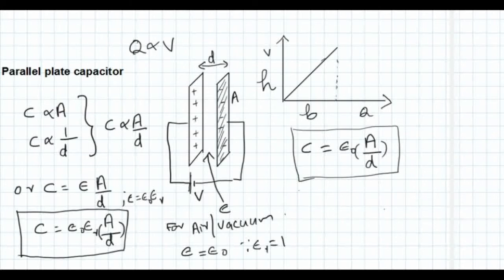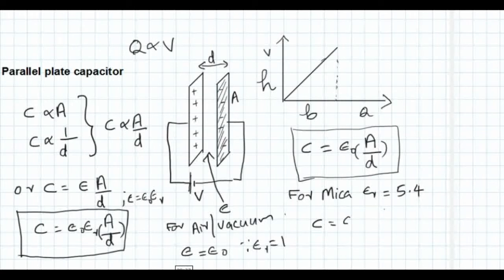Then that means the space between the two plates can be filled with a different medium. Suppose we take mica to fill the space between the two plates. For mica, we have seen that the value of dielectric constant is 5.4. Now, if the space between the two plates is filled with mica, what will be the capacitance?